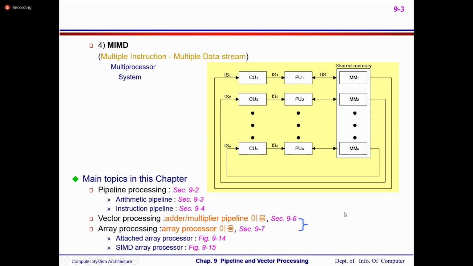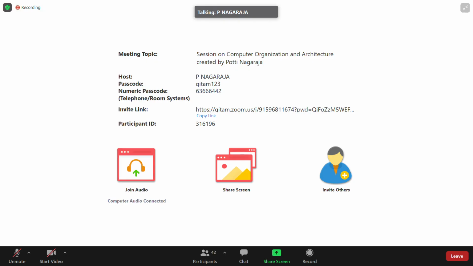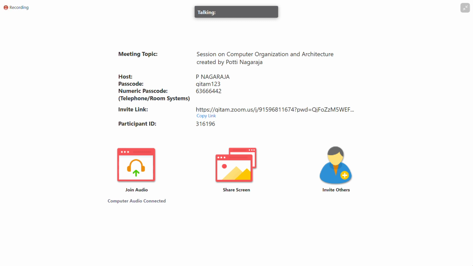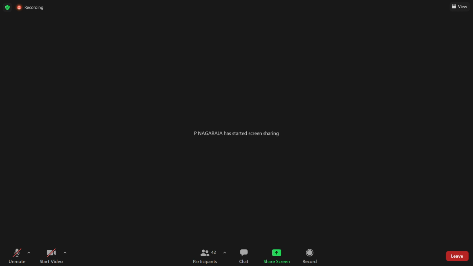Parallel processing can be implemented in 3 different ways: pipelining, vector processing, and array processing. Under pipeline processing we will see the arithmetic pipeline and the instruction pipeline. Is it okay? So today we'll see the pipeline.